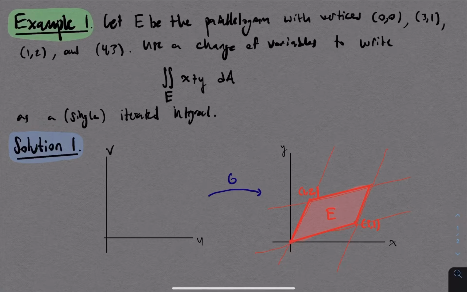As always, a good way to think about a region in a plane is by its boundary curves. So what I'll do is I'll just find the equations for all of these boundary curves. For example, this line right here passes through the origin and it looks like it has a slope of 2 because I move over 1 and go up 2, which tells me that the equation of this line is y equals 2x.